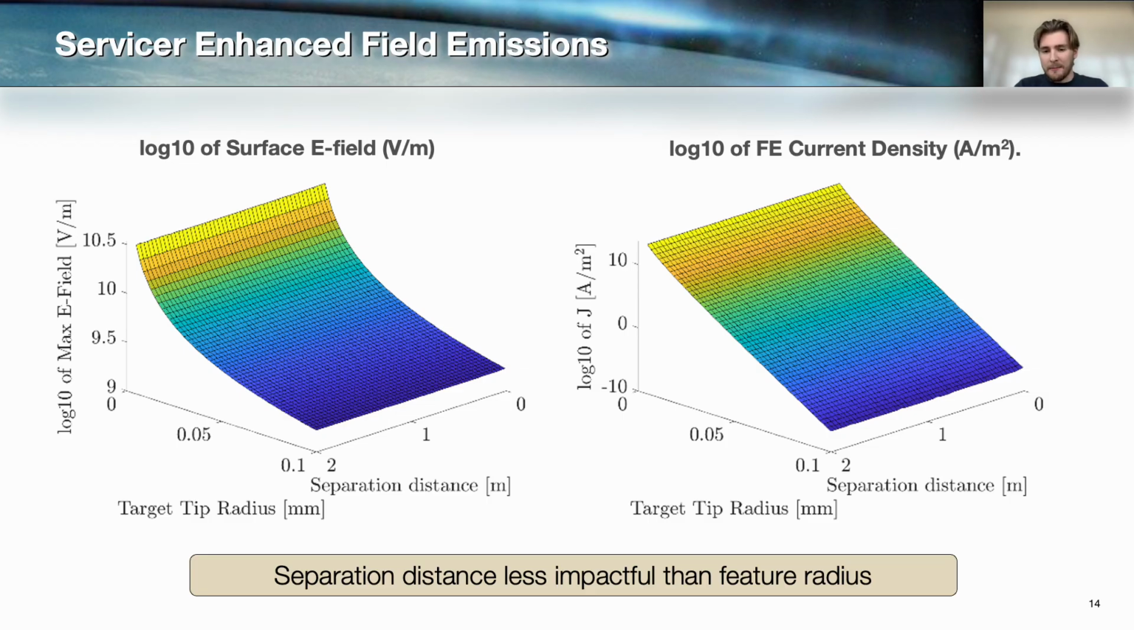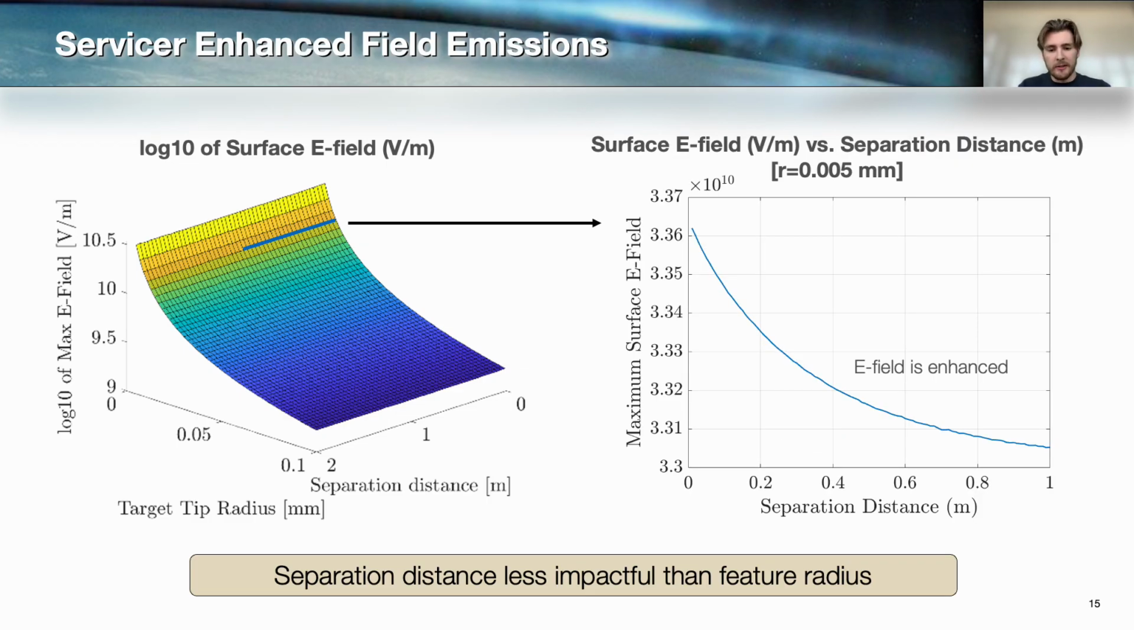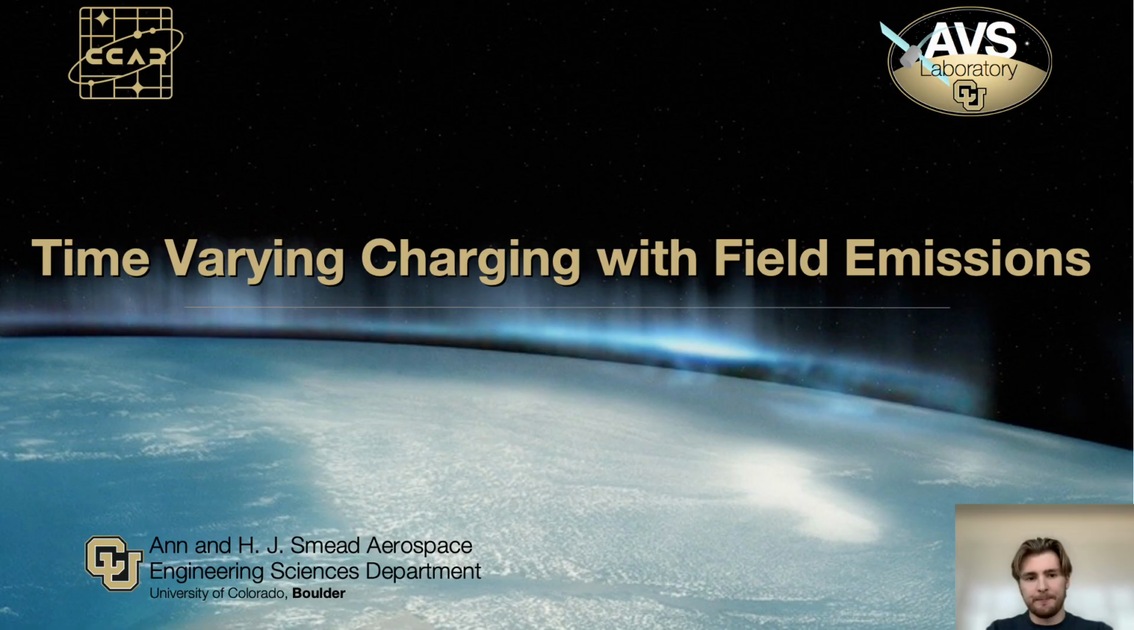Analytically, we know that can't be the case. And when we zoom in, just looking at the surface E field, we do see a super exponential increase with separation distance, but this is much smaller than what we see for the target tip radius. Over a change from 1 centimeter to 1 meter, we only see an increase of around 0.05 order of magnitude, so 10 to the 0.05. And meanwhile, when we look at the target tip radius, we see multiple orders of magnitude increase. So really what this is telling us is that separation distance is much less impactful than the feature radius.